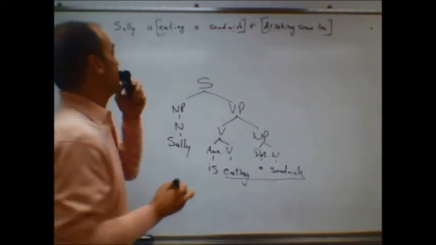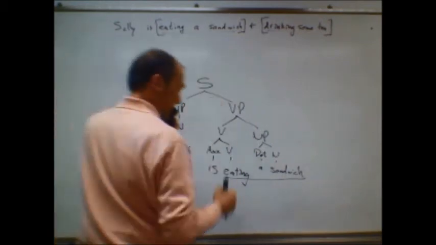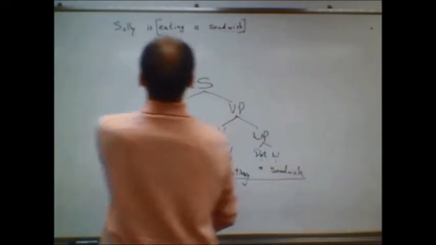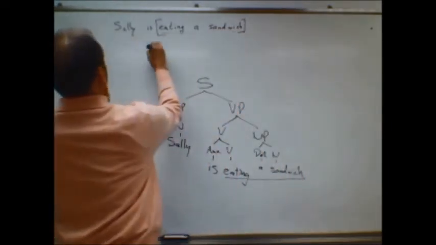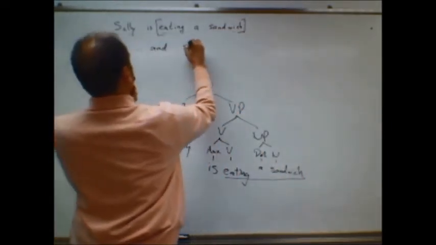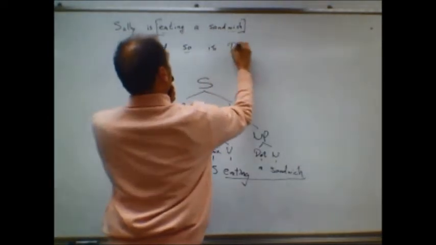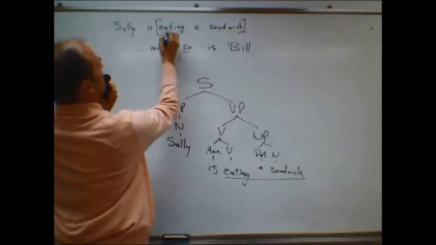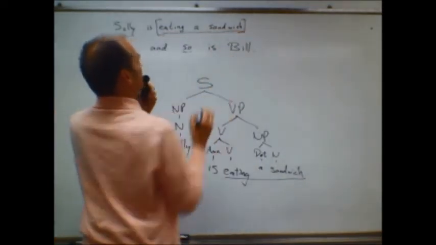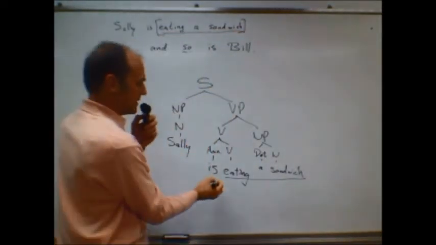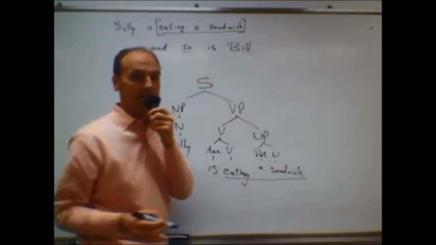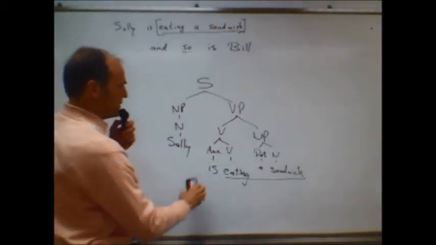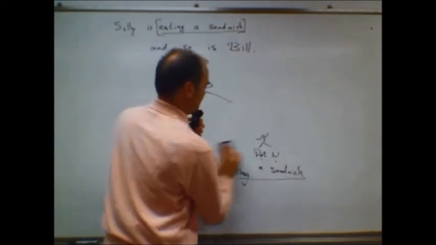Let's look at another example though. Sally is eating a sandwich. So we go back to our original sentence. Sally is eating a sandwich, and so is Bill, where so replaces the string of words eating a sandwich. Again, that tells us that eating a sandwich is a constituent, and it's not represented as such in this tree. So we will try again.